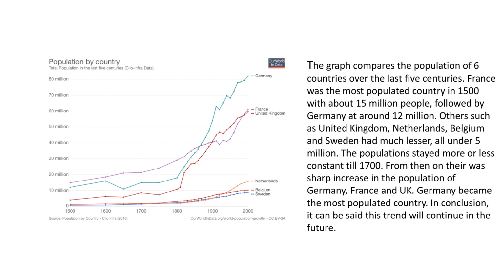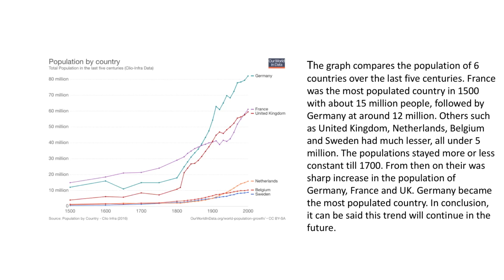And the first step is always to read the title. In this case, it is population by country in the last 5 centuries. So that should give you your introduction sentence. And you can see that, on the x-axis or horizontal, there are these centuries, 1500, 1600, so on. And on your y-axis or on the vertical, you have the population numbers in millions.